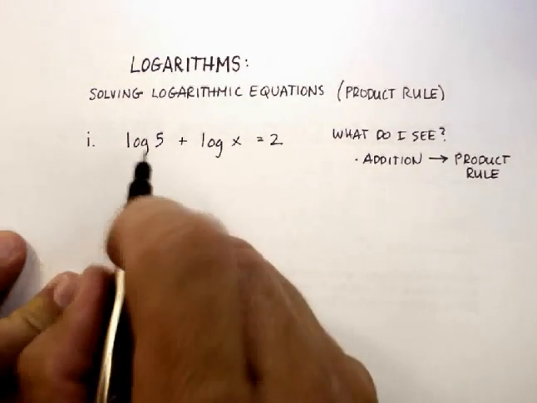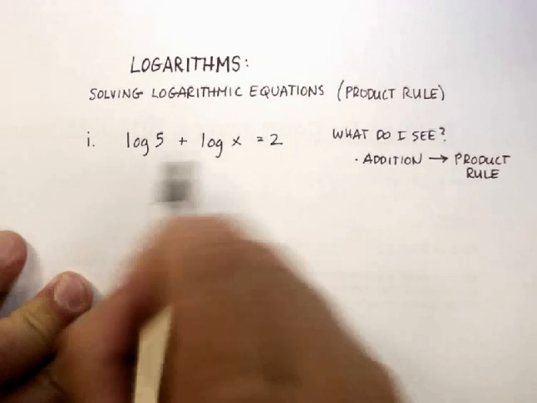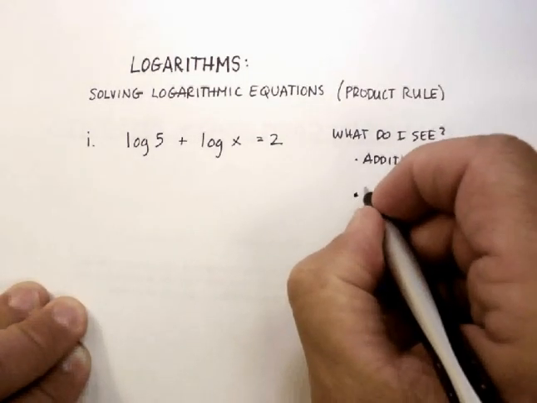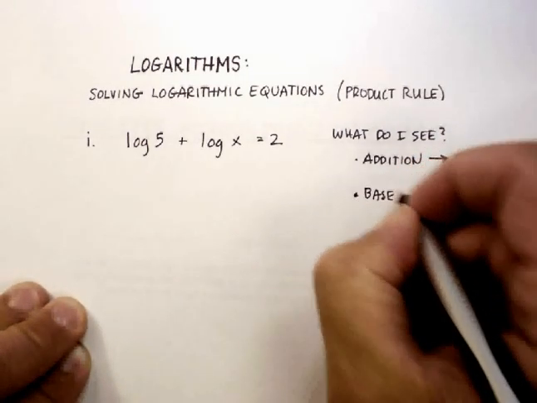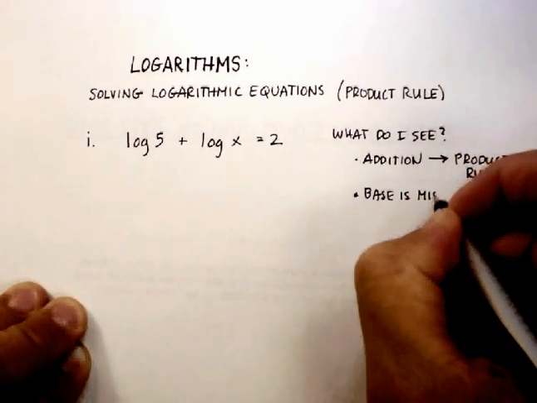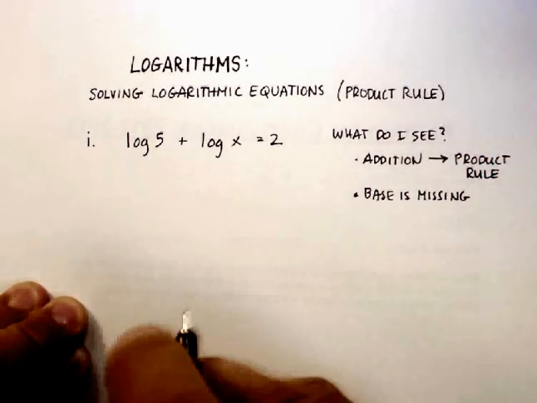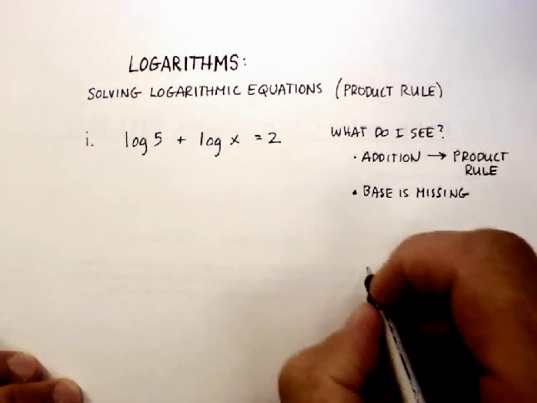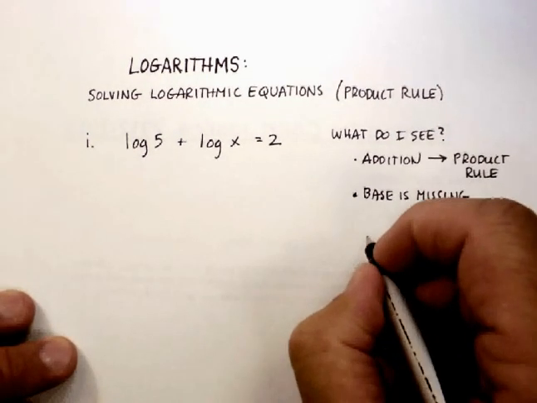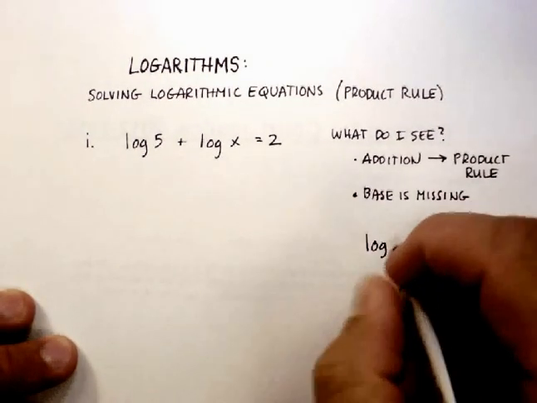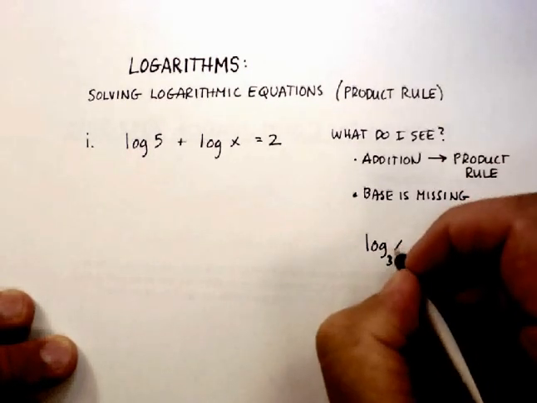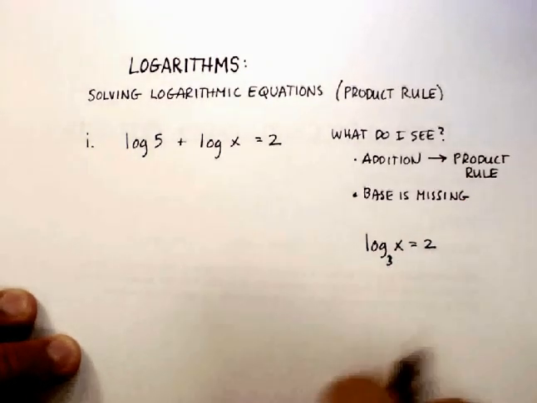The other thing I'm noticing here is that there is no base underneath these logs. Okay? The base is missing. Now, why is that important? Well, you might remember, and I'll just go down here and actually do this, that to change, let's make that a 3, let's make that an x, and let's make that a 2.